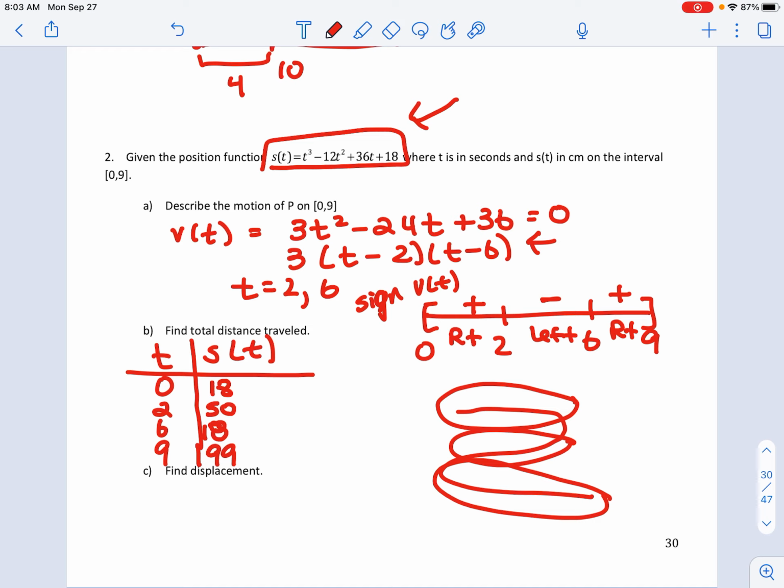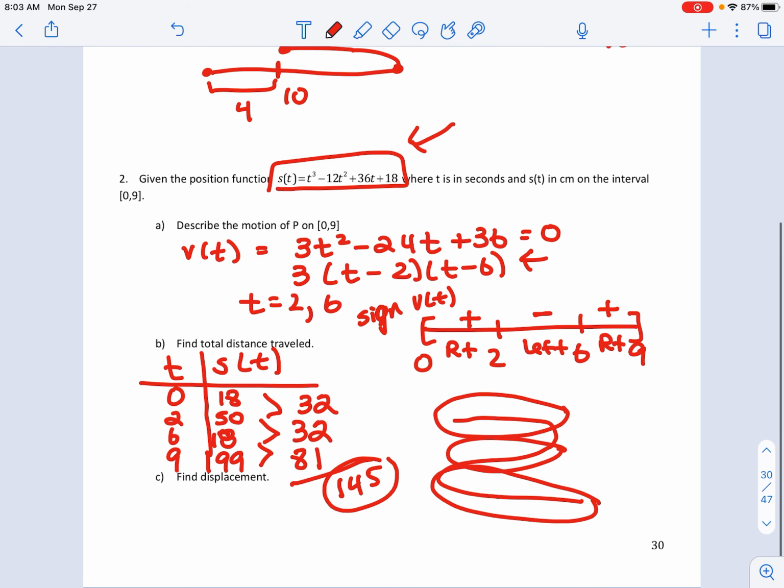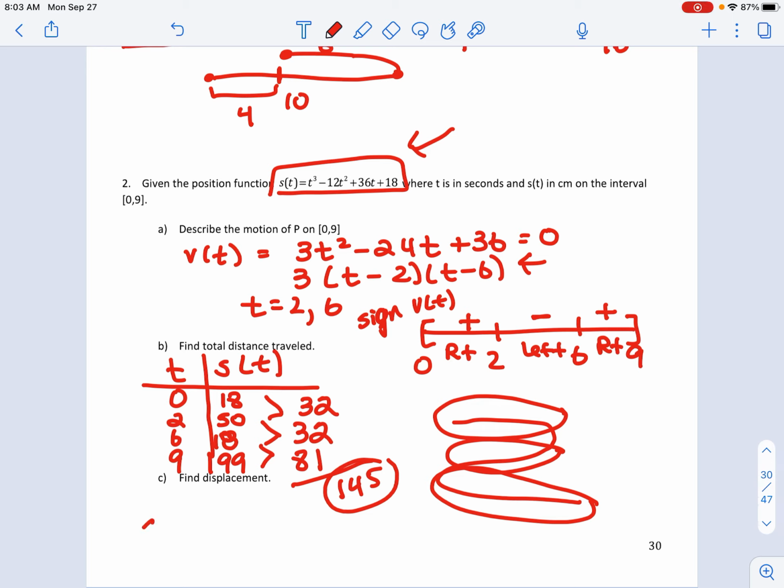So what this means is that at time 0, this particle started at a position of 18, and then it went to a position of 50. So that means it traveled a total of 32 units from 0 to 2 seconds. Then it went backwards, but it traveled another 32 units. When we talk about distance, it's always positive. And then it turned around and traveled forward again, and that was a total of 81. So your total distance traveled would be the sum of these 3 pieces. Now, if I ask you for displacement, that would just be the end position, which is S of 9, minus the beginning. I just want the difference between start and end. So this would be 99 minus 18, which is 81.